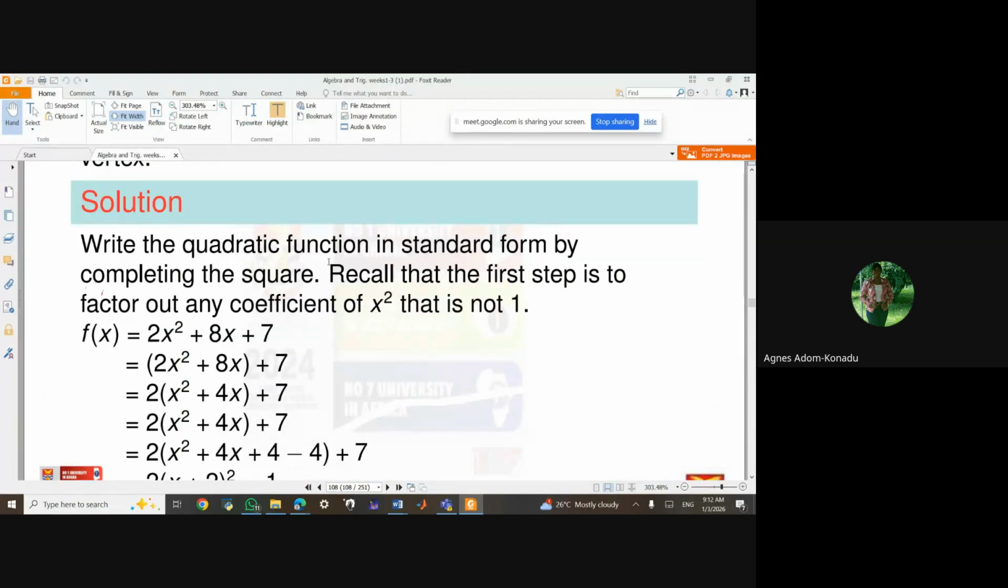So, writing the quadratic in standard form by completing the square. Have you heard of completing the square before? Yes, please. Yes, madam.